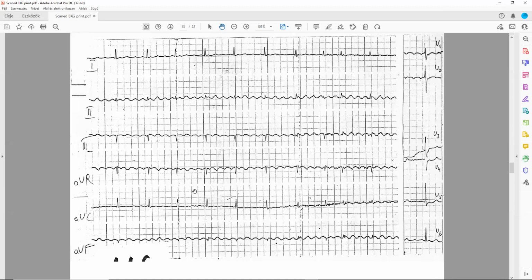What is the conduction ratio? You can count: 1, 2, 3, 4, 1, 2, 3, 4. So 4 to 1 conduction. Okay, what about the axis?